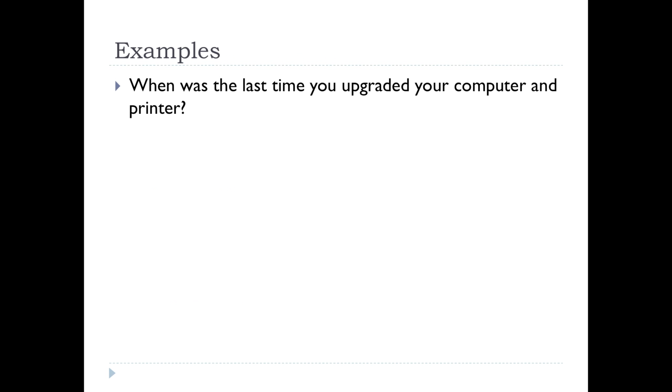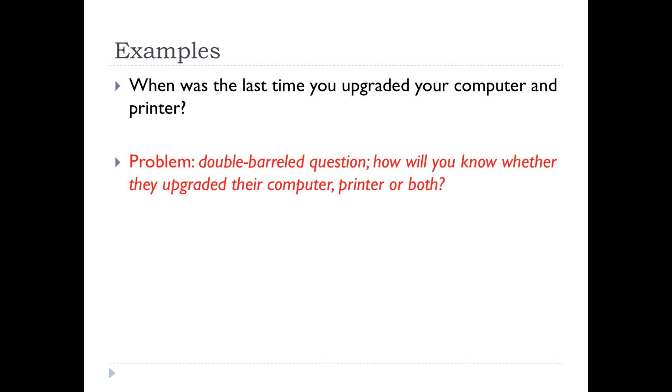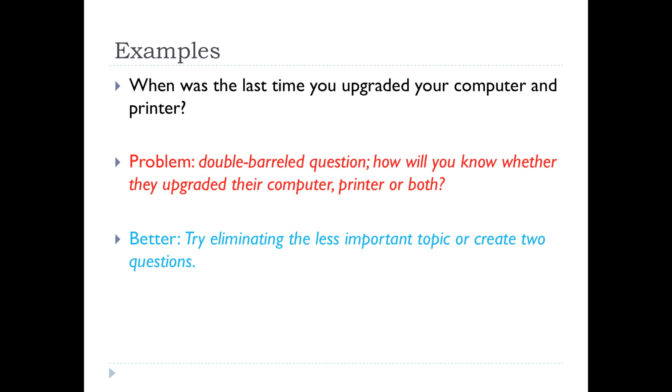Here we have one survey question that says, when was the last time you upgraded your computer and printer? So you guessed correctly, this is an example of a double-barreled question, right? If you're asking this question, how will you know which one they actually upgraded? It could be one of them, it could be both of them, but you'll never really know with this question. So to improve the item, you would try to eliminate the less important topic or create two separate questions.